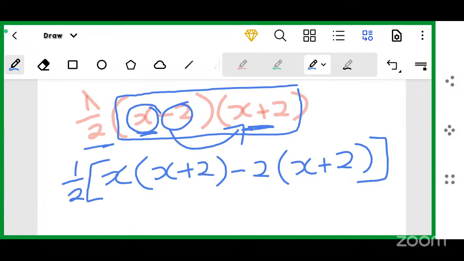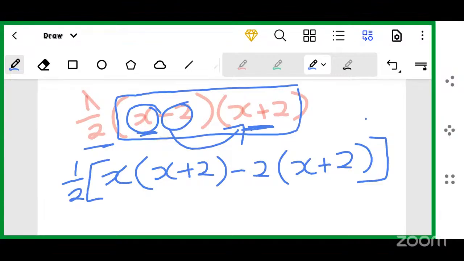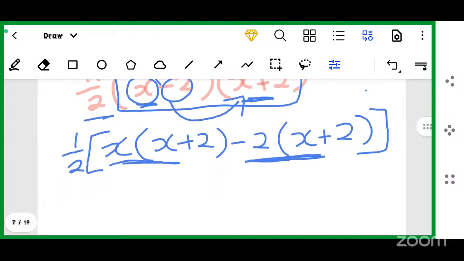Manahil? Am I making sense? Yes, ma'am. Okay, so now what do we do? We remove this bracket and we remove this bracket. So do you think you can work this out?